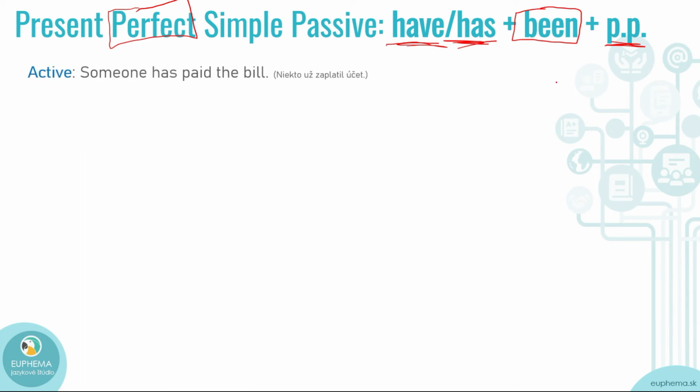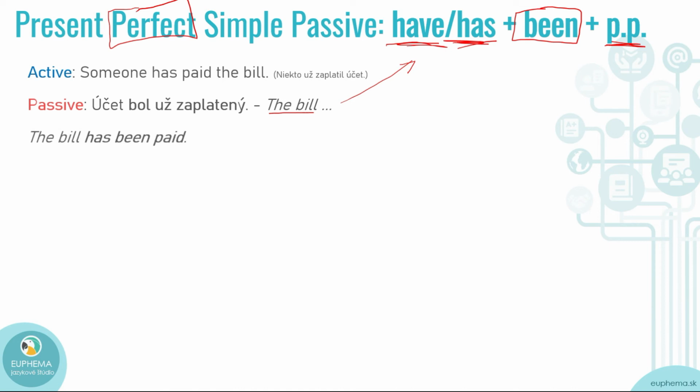Let's try it. Someone has paid the bill. We don't know who, but we're pretty happy about it, right? When it happens, someone has paid the bill. In passive, the bill, try to make the sentence according to this formula. Go. Well, let's check. The bill has been paid. Has, because it's a third person. Been plus past participle of the verb pay.